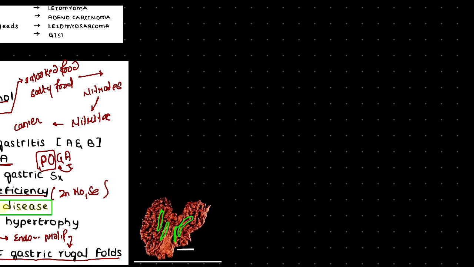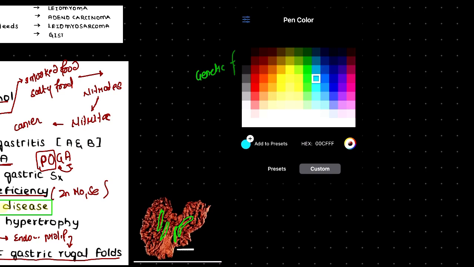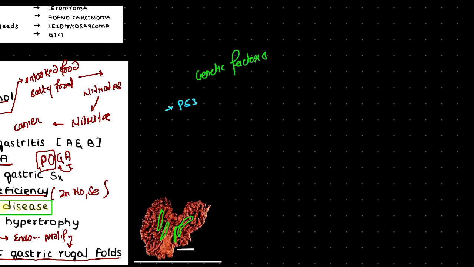And talking about genetic factors, we need to know about some of the genetic factors that may cause it. The first thing that we need to understand is the p53 gene, right? What is this p53 gene? It is our tumor suppressor gene. If there is a mutation in the p53 gene, there will be no suppression of tumor, and that will eventually lead to adenocarcinoma.